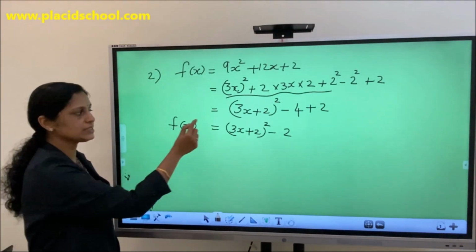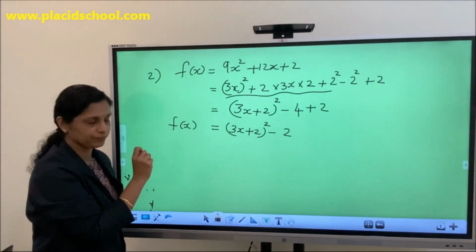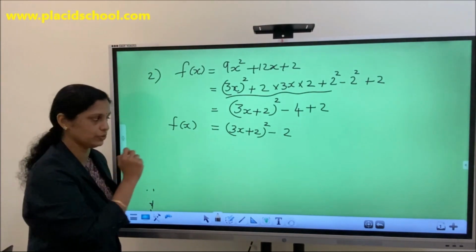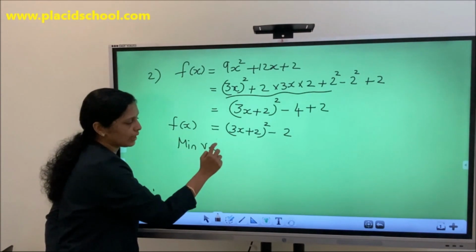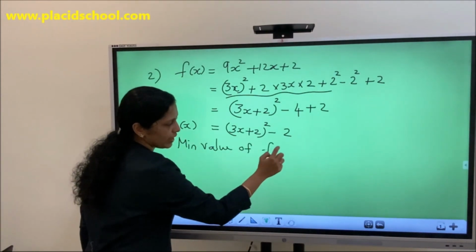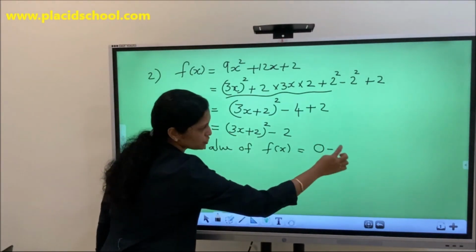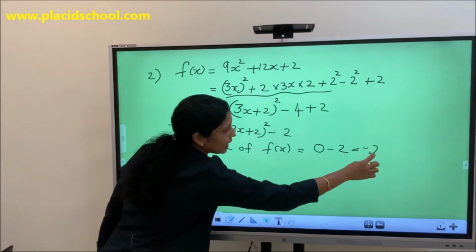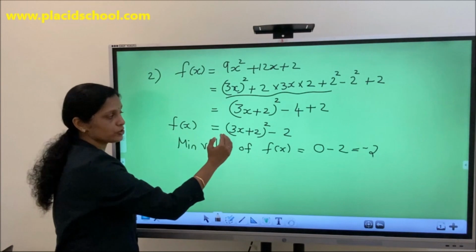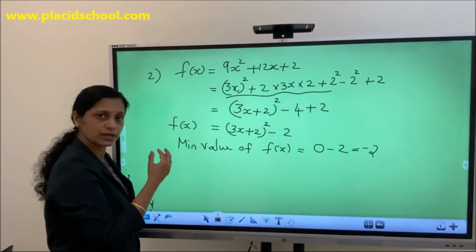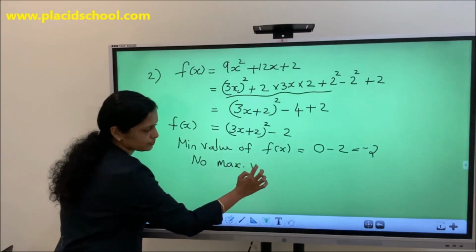Just like the previous question, the first term is a perfect square. It has only a minimum value, 0. We cannot find its maximum value. Therefore, for this function also, only a minimum value exists. The minimum value of the first term is 0, then minus 2 is there. Therefore, the minimum value of this function is minus 2. And we cannot find a maximum value because it is a square term. Square is increasing. Therefore, no maximum value.